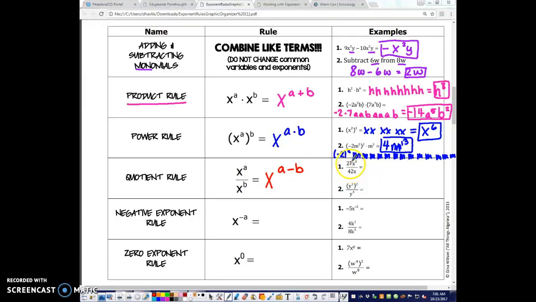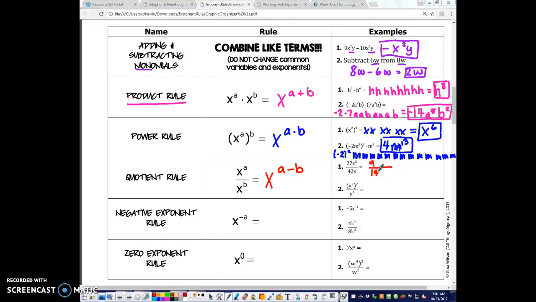So let's look at number 1. First, do the whole numbers. 27 divided by 42. Type that in your calculator. We got a decimal, so what do? Hit math, enter, enter, and it's 9 over 14. So we have 9 over 14.